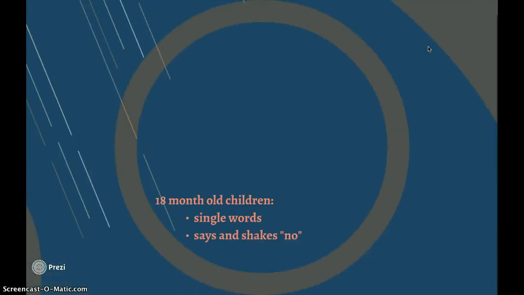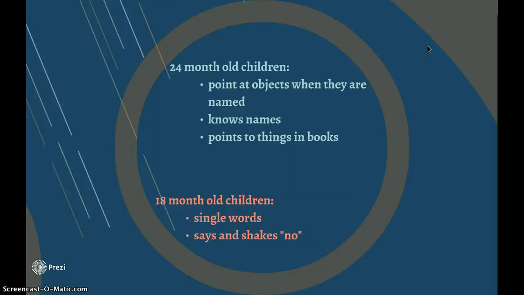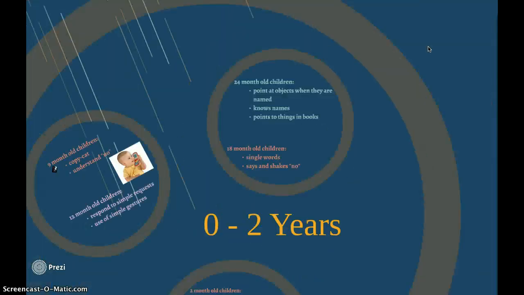At 18 months, children are able to say several single words. They shake their head and say no. And by 24 months, children are able to point to things or pictures when they are named. They know the names of familiar people such as mom, dad, grandma, grandpa, and body parts. And they point to things in a book.